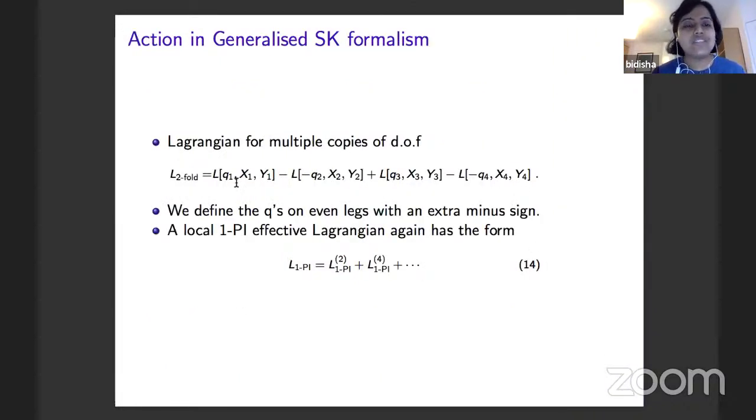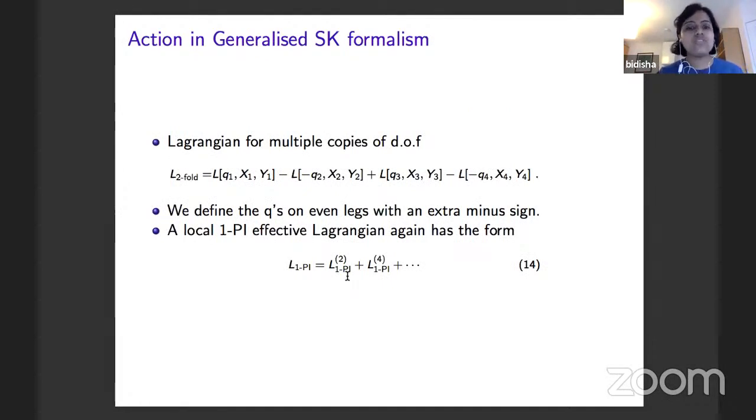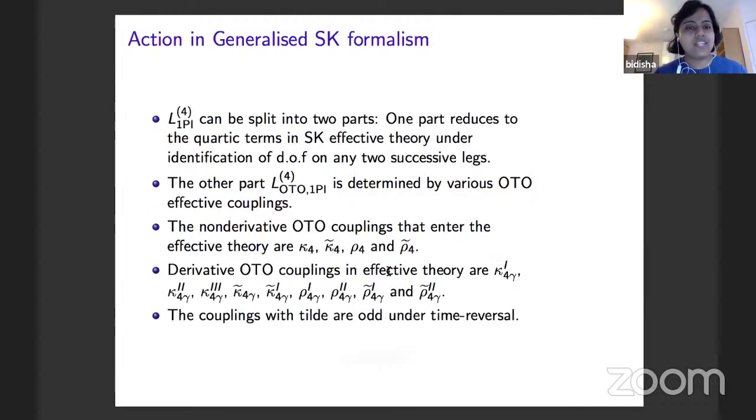So you start with a microscopic theory with four copies of the original Lagrangian that I mentioned, with this QXY coupling. Using a similar process as in the one time fold contour, you can integrate out the XY degrees of freedom once again and write down the effective Lagrangian for the particle. The quadratic piece will just be generalized to have four legs now, but the structure remains exactly the same. But the interesting fact is that the quartic terms in this effective theory of the particle, order Q to the power four terms, and all the first derivatives also, can now be split into two parts. One part will reduce to the quartic terms in the Schwinger-Keldysh effective theory under identification of degrees of freedom of any two successive legs. So you have now four legs, and if you collapse any two consecutive legs, then the effective theory that you get back is the standard Schwinger-Keldysh one-time fold effective theory.